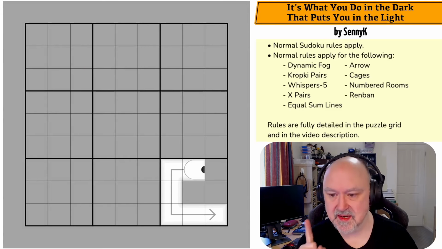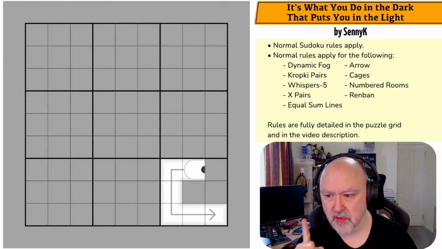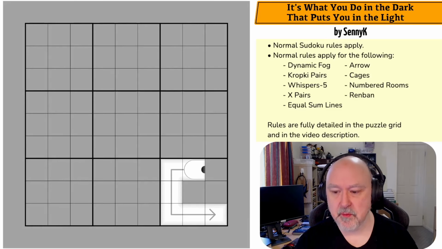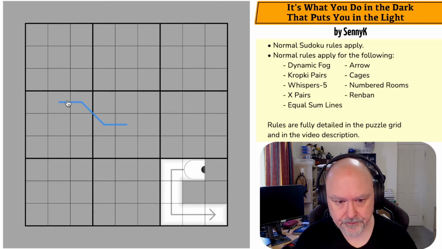And then equal sum line. Box borders divide a blue line into segments which have the same sum. So you may have seen this called a region sum line. I just tend to call them sum lines. If there was a blue line that did say that, then we would be saying that the sum of those two digits is the same as the sum of those two digits.